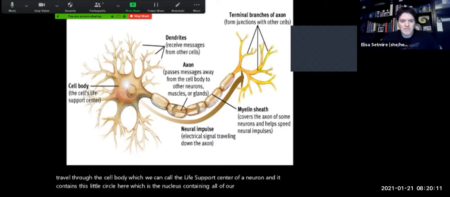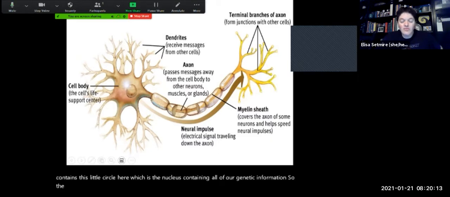So the message comes in through the dendrites, through the cell body, through the... I love the subtitles. They're doing a pretty good job, but still.